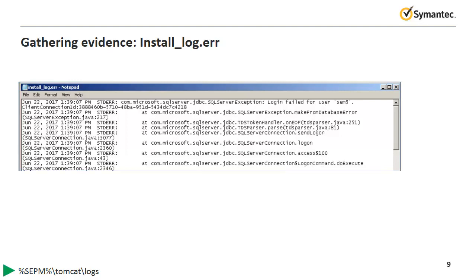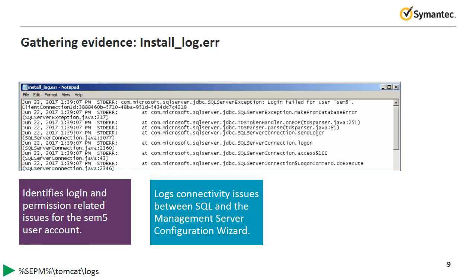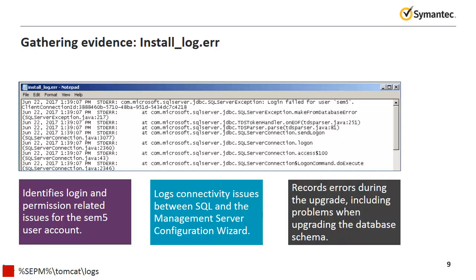The install_log.error can be used to identify login and permission-related issues for the SEM5 user account. The Semantic Endpoint Protection Manager uses the SEM5 user account to write events to the database. If the management server configuration wizard experiences issues connecting to SQL or an embedded database, the install_log.error logs the activity. It also records errors during the upgrade, including problems when upgrading the database schema.